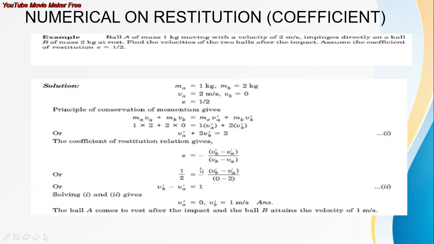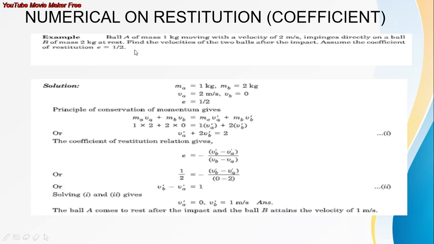Now let's go ahead. Let's do one numerical on coefficient of restitution. In this numerical, there is a ball A of mass 1 kg moving with a velocity of 2 meter per second, impinges directly on a ball B of mass 2 kg at rest. Find the velocities of the two balls after the impact. Assume the coefficient of restitution e equal to 1 by 2.